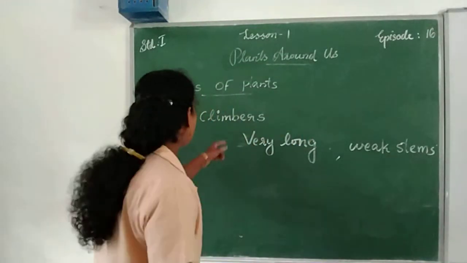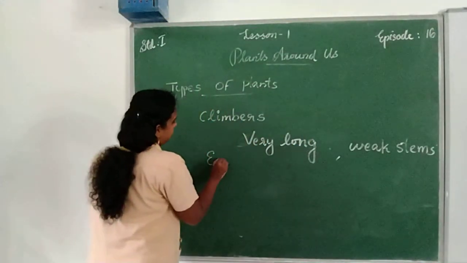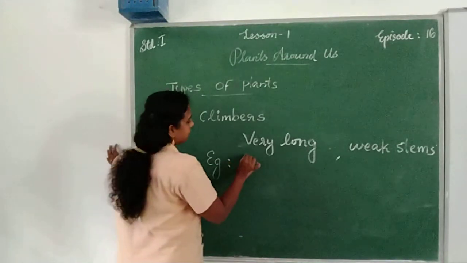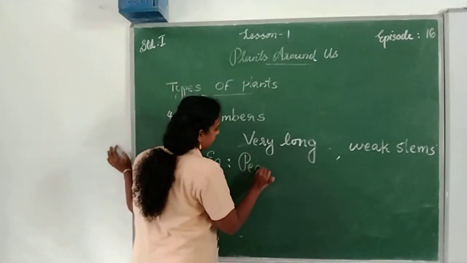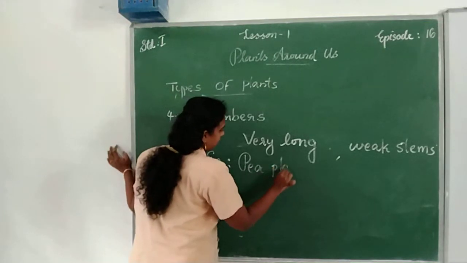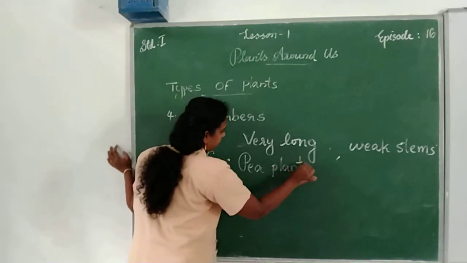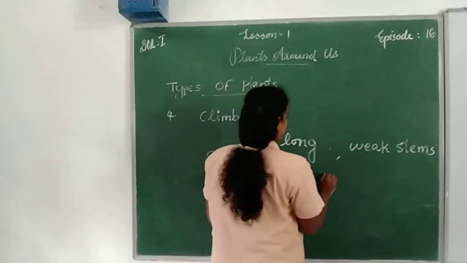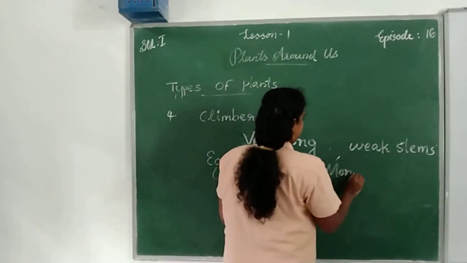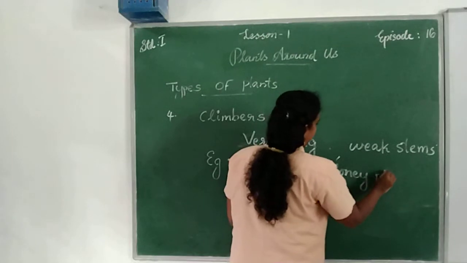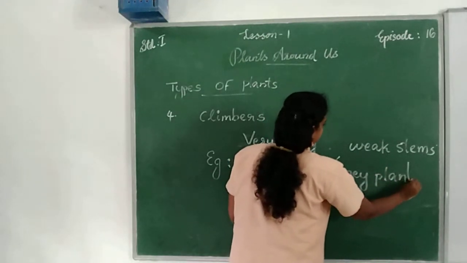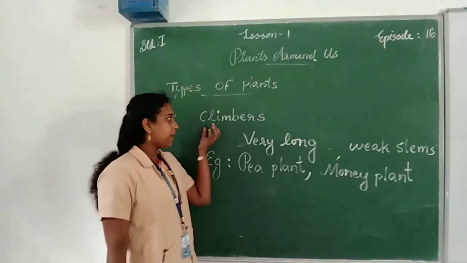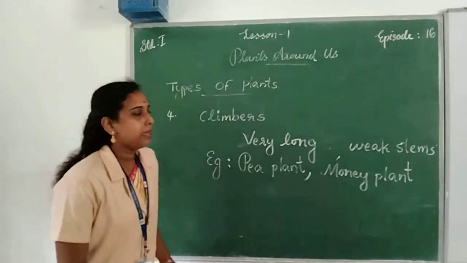Okay, and here are the examples for climbers. So what are the examples for climbers? Pea plant, P-E-A P-L-A-N-T, pea plant. And money plant, M-O-N-E-Y, money plant, P-L-A-N-T. Pea plant and money plant are the examples for climbers.